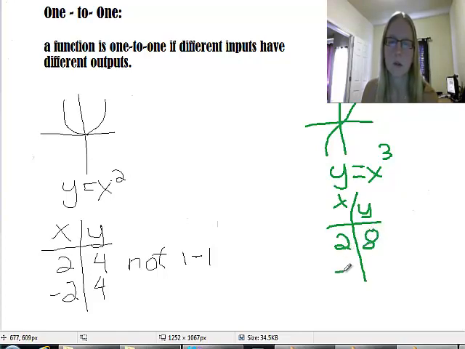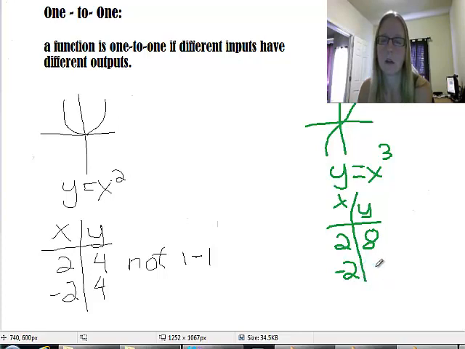Okay, and then let's do the same thing. Let's try plugging in -2, a different x value. What's going to happen? If you plug in -2, -2 cubed gives me three negatives. Only two of them cancel, so you still have a negative. So the answer there would in fact be -8.